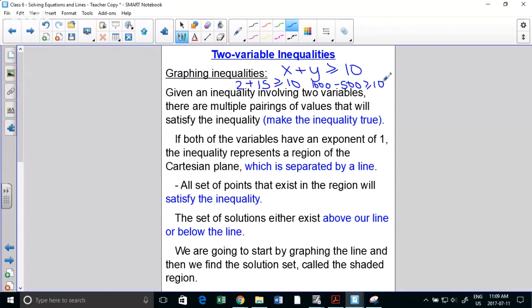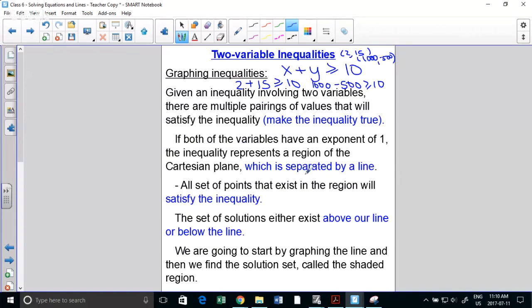So you're looking for pairs of numbers. For instance, the ones we just used, 2 and 15, 1,000, and negative 500 are legitimate solutions for my inequality. How do we find all the solutions though? So we are looking for all the solutions to that inequality.